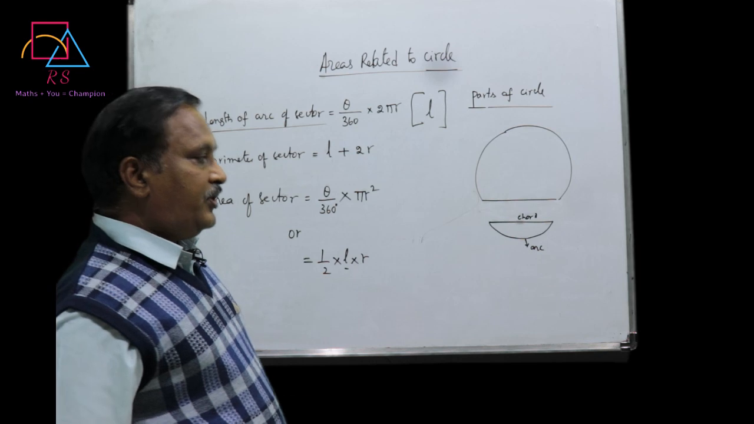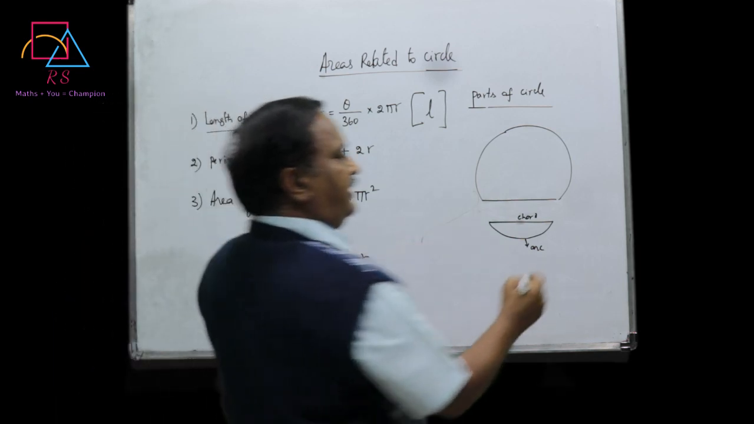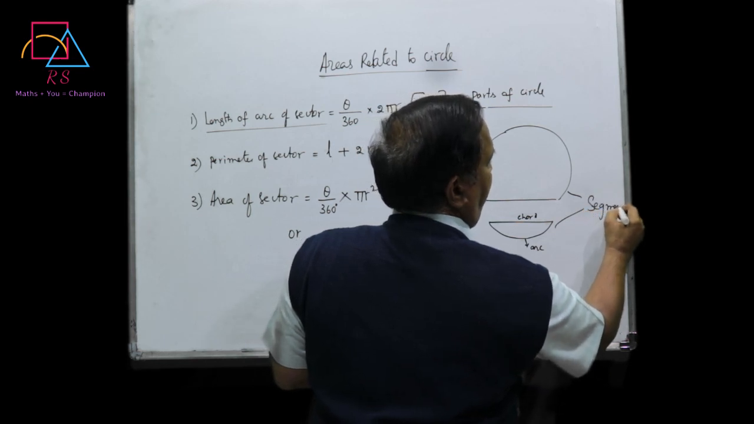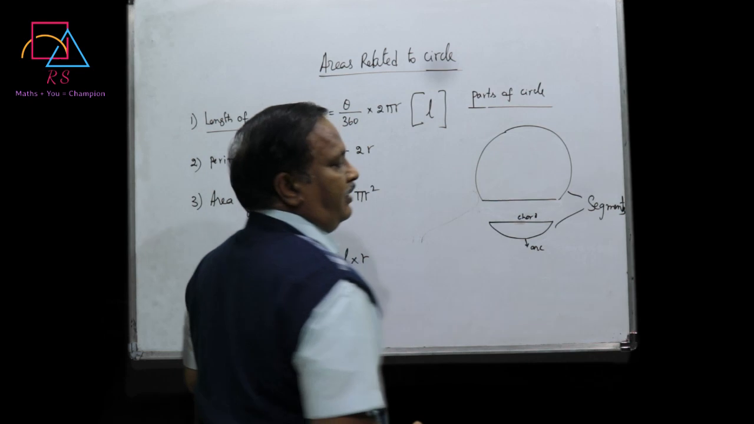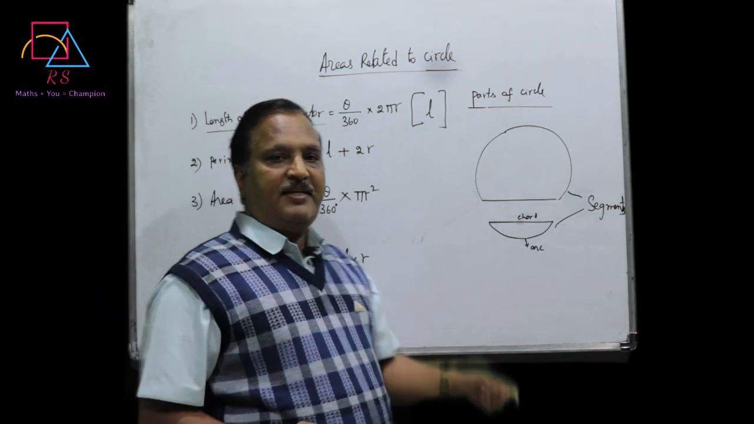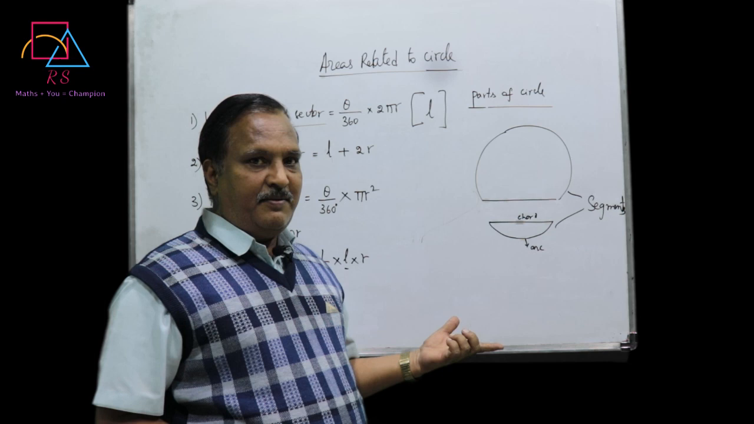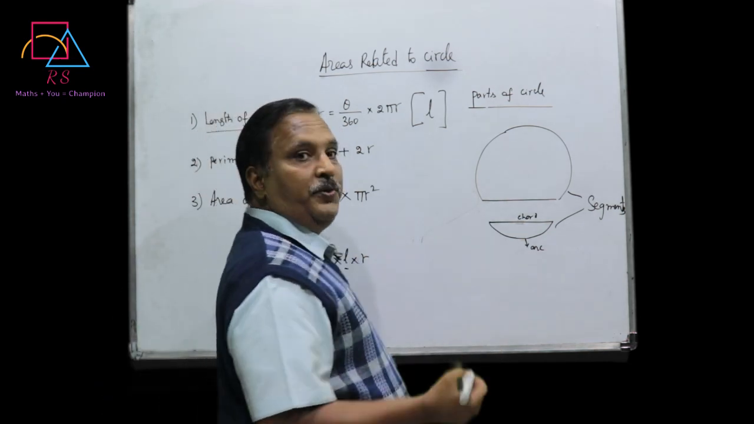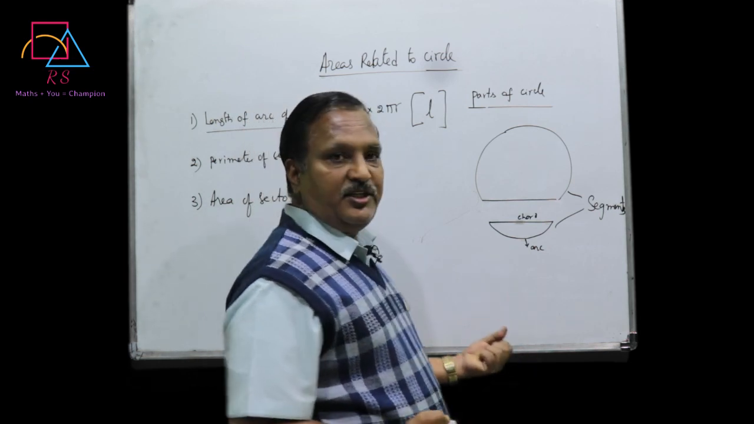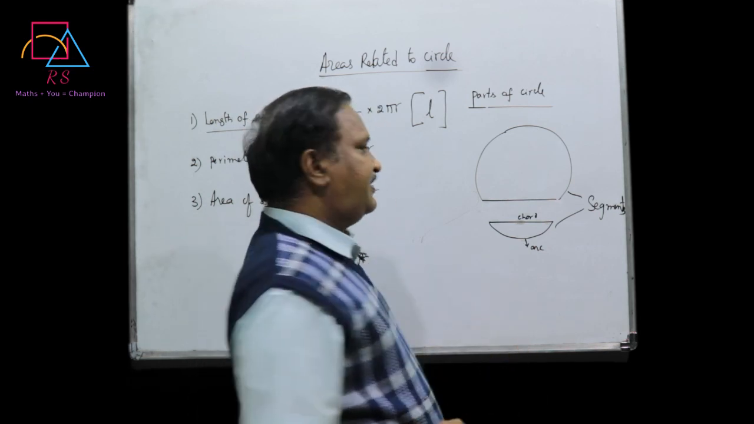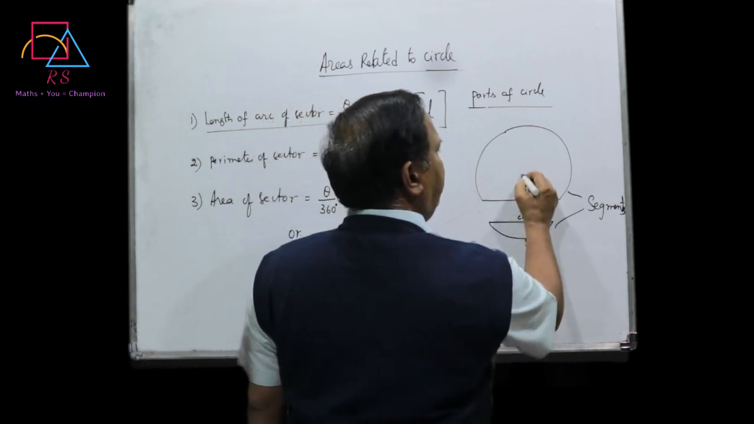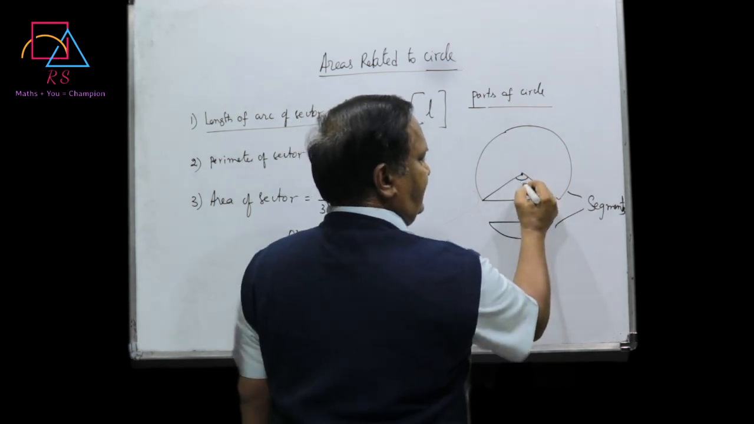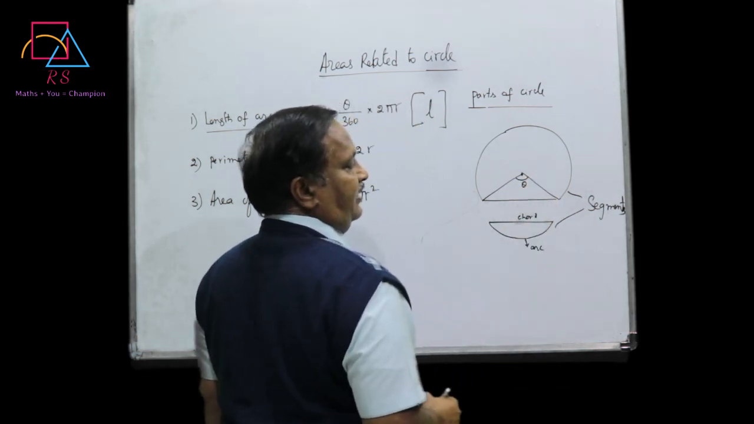Right? So now we call these two things as segments. Both are segments only. One is big, the major segment. The other one is a minor segment. So how do you find out which is major segment, which is minor segment? Every chord makes an angle with the center. Say this is theta. Right?